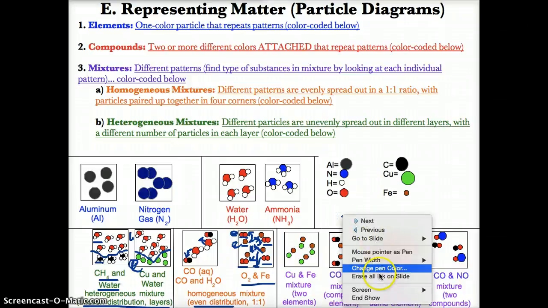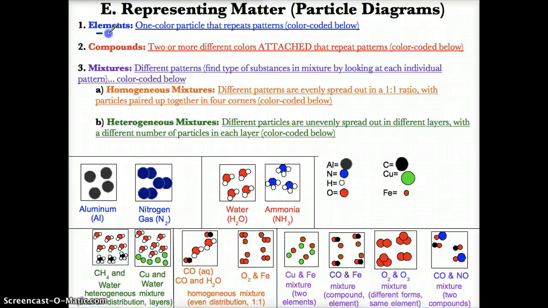Okay, so just remember in any particle diagram, a one color particle that repeats itself at least once is an element. Two or more differently colored particles that repeat themselves at least once is a compound, and anything with different patterns is a mixture. If the particles are spread out evenly in corners in even ratios, it's a homogeneous mixture, and if they're spread out unevenly in layers, it's a heterogeneous mixture.